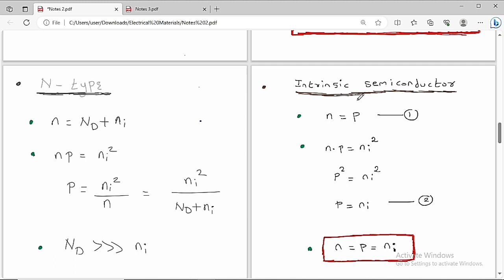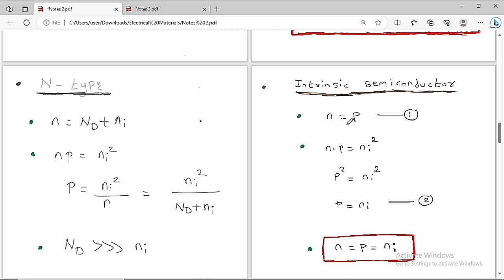In the case of an intrinsic semiconductor, the number of electrons will always be equal to the number of holes. Electron concentration is always equal to hole concentration. Electrons are always present in the conduction band, and holes are always present in the valence band. So in an intrinsic semiconductor, electron concentration is always equal to hole concentration.